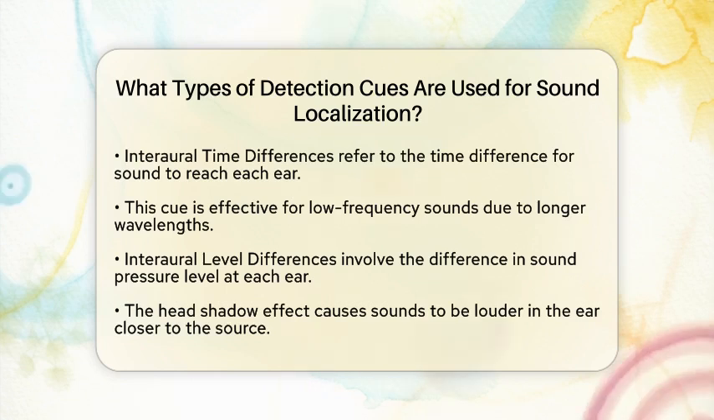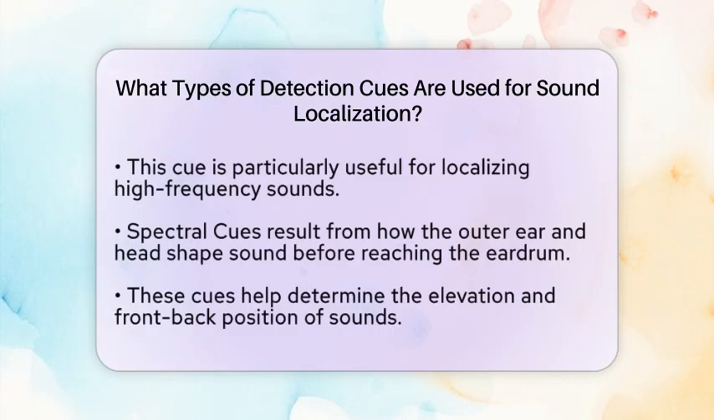The third type of cue is known as spectral cues. These cues arise from how the outer ear, head, and torso shape the sound spectrum before it reaches the eardrum. The structures of our body cause frequency-specific filtering, which varies depending on whether a sound is coming from above, below, or from the front or back. The brain learns these spectral patterns to help determine the elevation and front-back position of sounds.